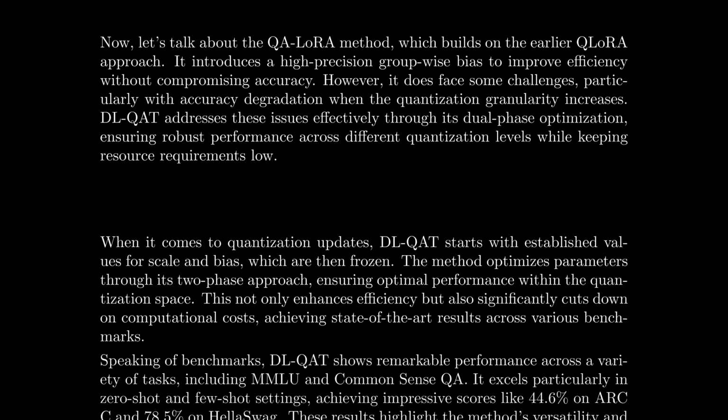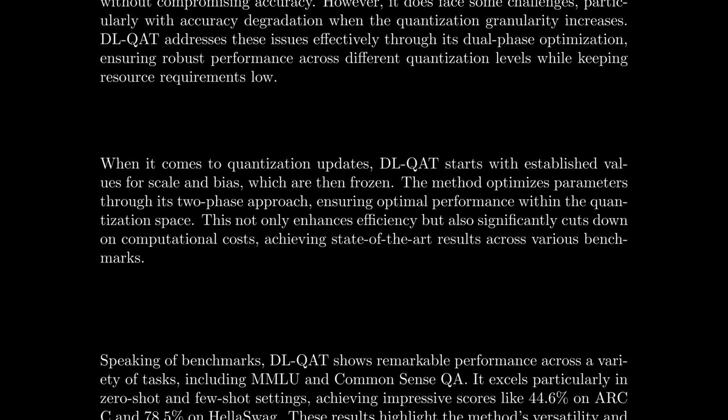When it comes to quantization updates, DL-QAT starts with established values for scale and bias, which are then frozen. The method optimizes parameters through its two-phase approach, ensuring optimal performance within the quantization space. This not only enhances efficiency, but also significantly cuts down on computational costs, achieving state-of-the-art results across various benchmarks.